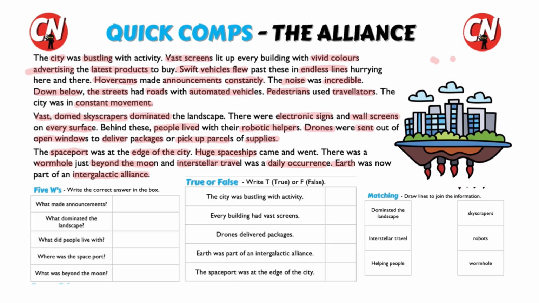So there's a lot of information, a lot of vocabulary in there that is probably unknown, and lots of verbs and adjectives: dominated, automated, constantly, vast, vivid, electronic, daily, interstellar, intergalactic, okay? Domed, skies, domed, dominated. So there's a huge amount of vocabulary in here. We know we're going to get questions, but nonetheless, that's still going to help us, okay? So let's just go through it.